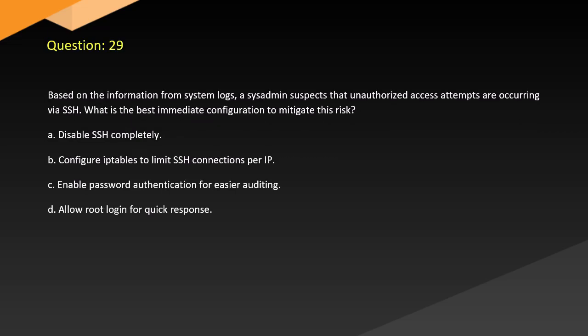Question 29. Based on the information from system logs, a sysadmin suspects that unauthorized access attempts are occurring via SSH. What is the best immediate configuration to mitigate this risk? A. Disable SSH completely. B. Configure iptables to limit SSH connections per IP. C. Enable password authentication for easier auditing. D. Allow root login for quick response.